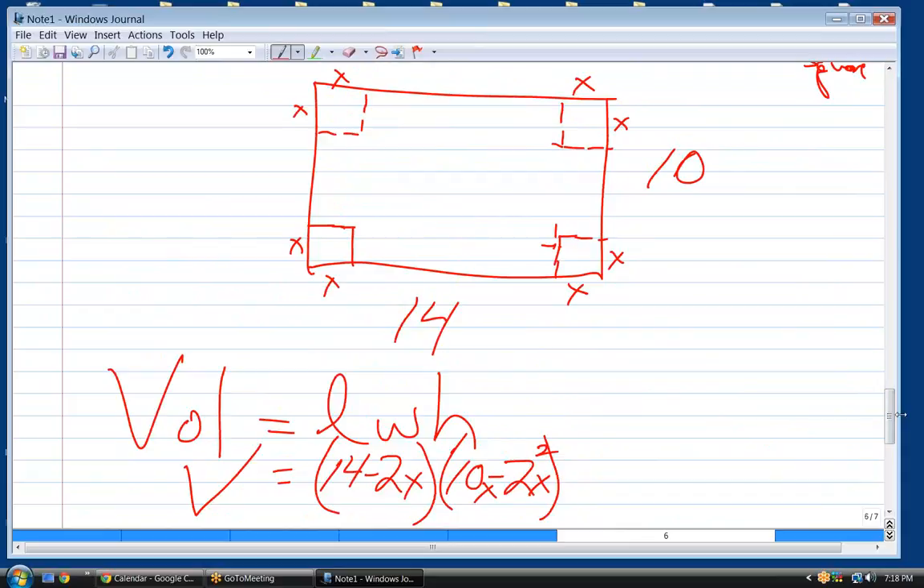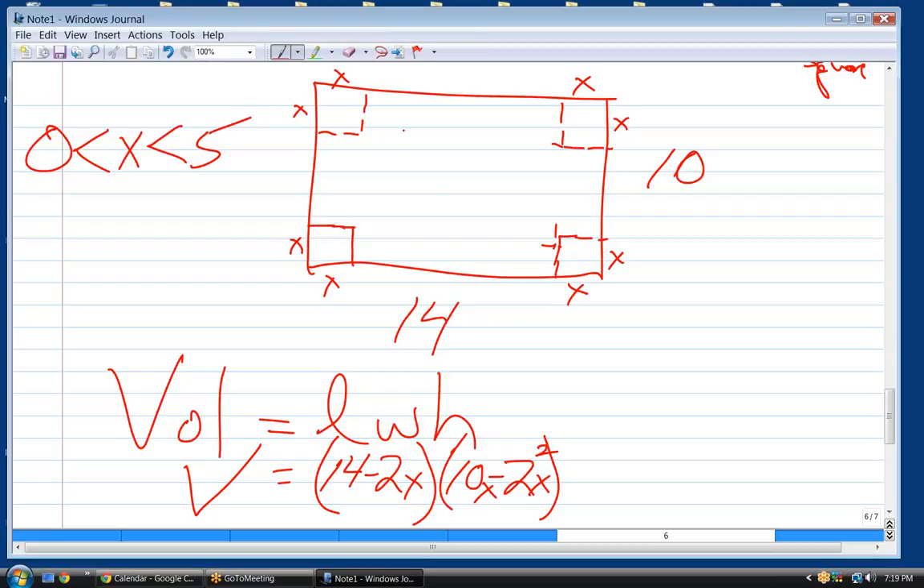It can't be 0, because if it was 0, the volume of the box would be 0. And it can't even be 5, because if it was 5, we also would not get a box. We would just get 2 pieces of paper folded together, so we would have 0 volume. So the x domain has to be greater than 0 and less than 5.